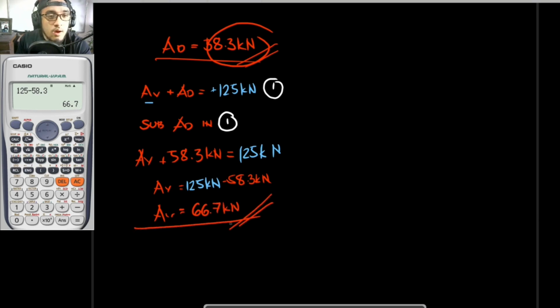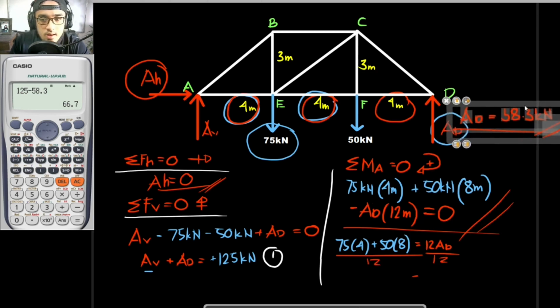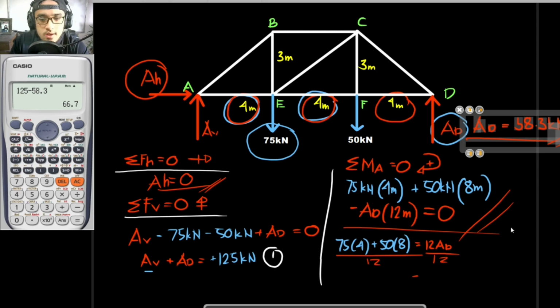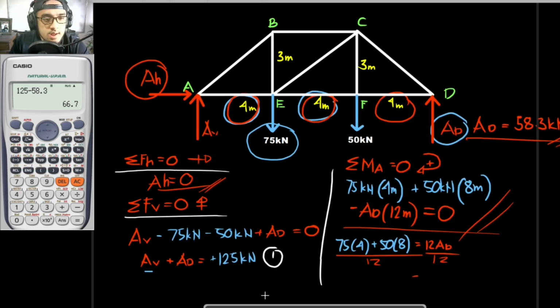So we now have our reactions. So that would be this. So I would now be deleting this since we don't need this anymore, but I would just be putting it here. So for AD, that is to be 58.3. And for AV, that is to be 66.7.